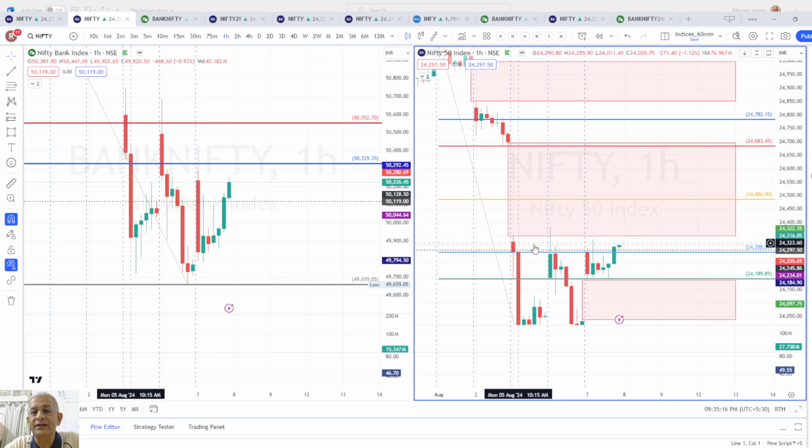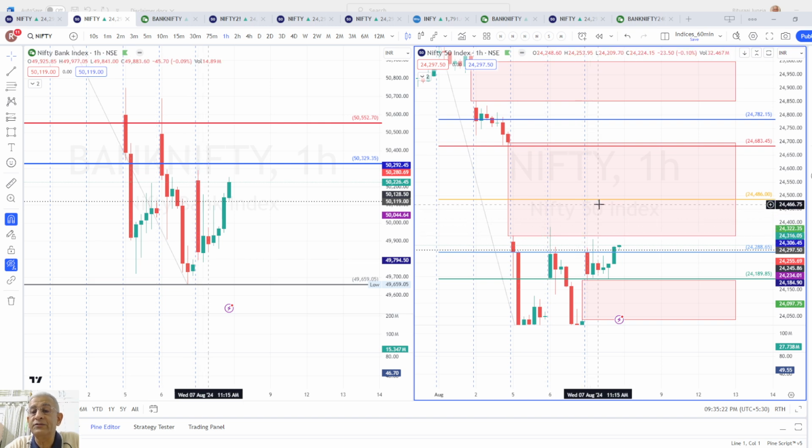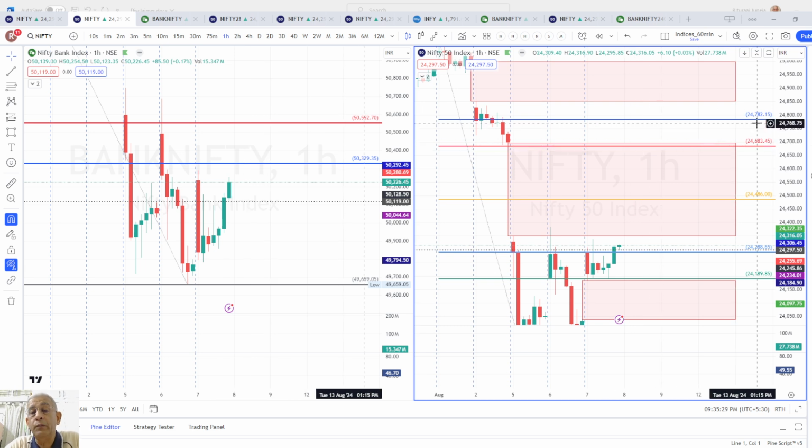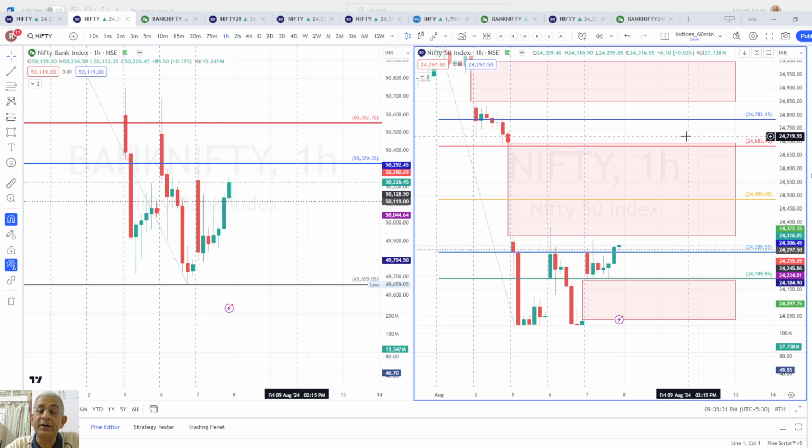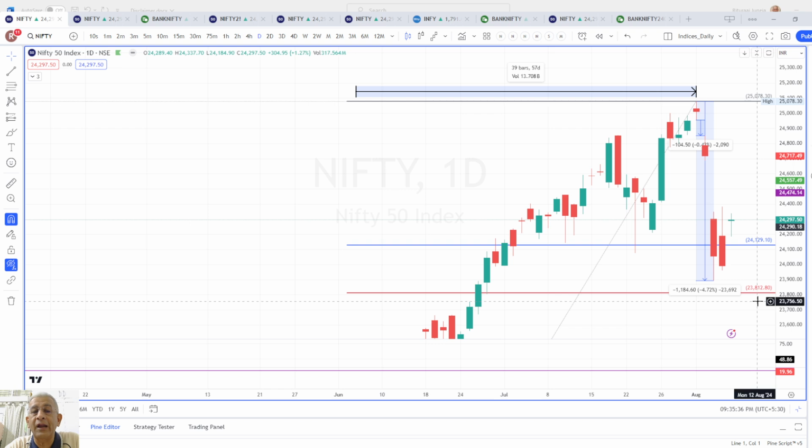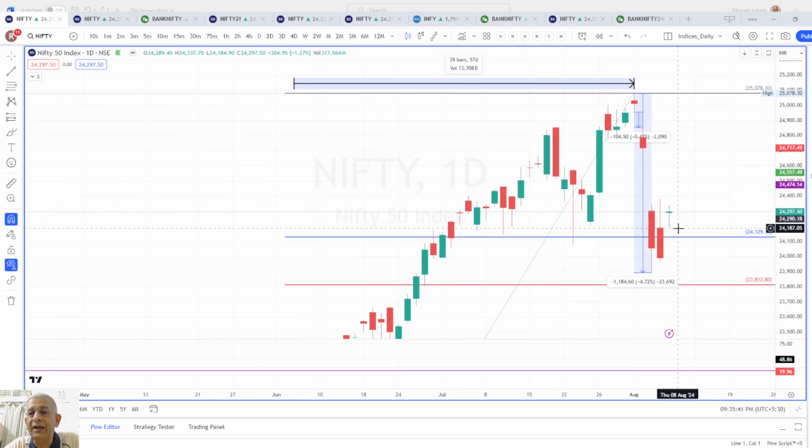Internal targets, small targets are these 350 and the nearby targets. The next targets are 486, which is T2, and T3 is 24683. Unlikely it will go to 782, but who knows? But remember, when the market is closing tomorrow, look at the daily candlestick pattern. What kind of a candlestick are you seeing? Chances are it would give you a bullish daily candle.